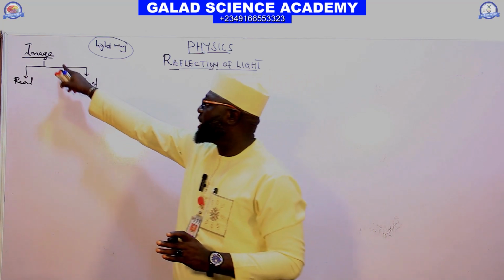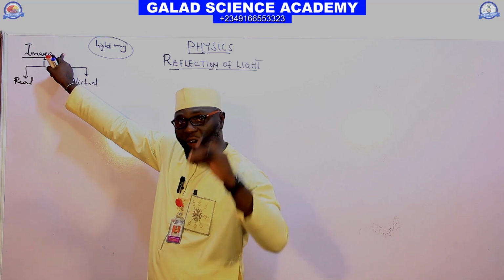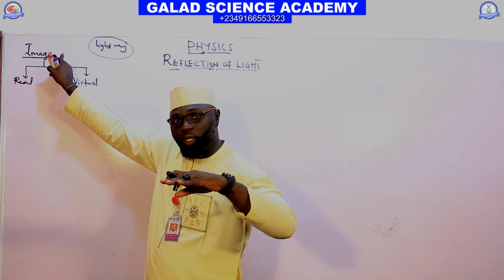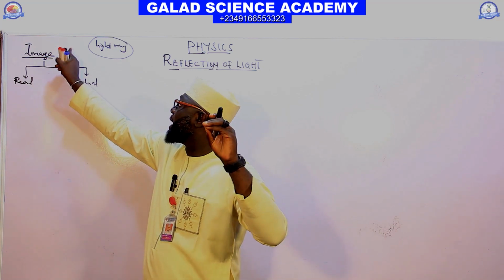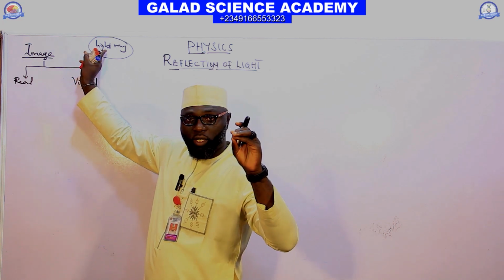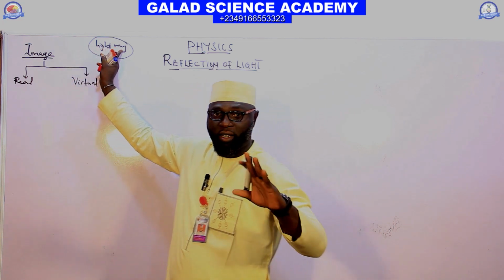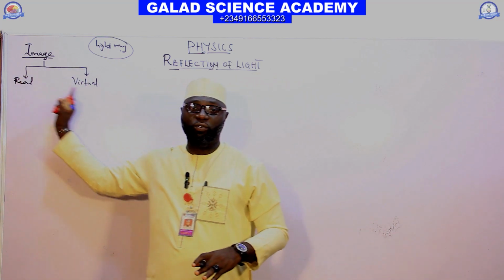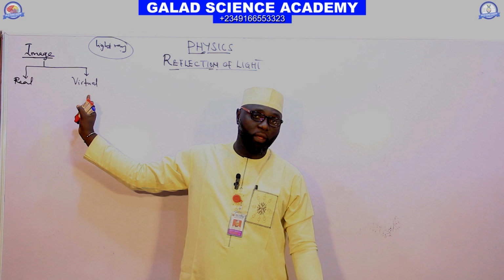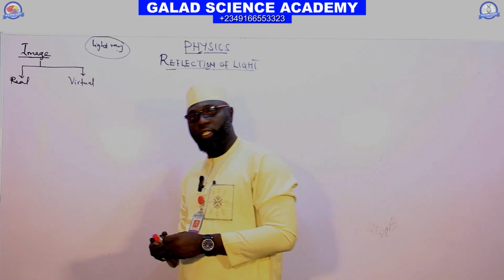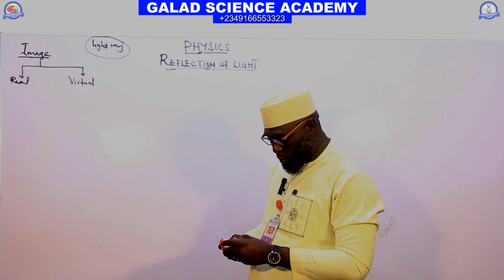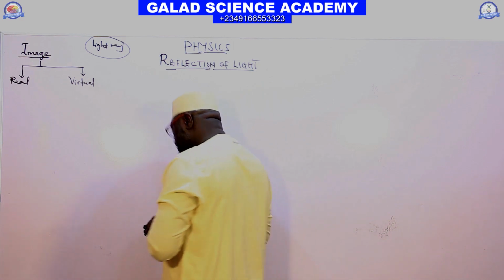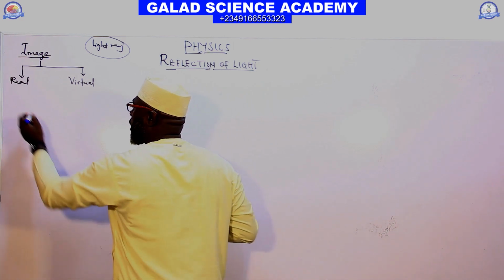So that's all about image. Once again, image can be defined as a copy of an object which is produced by light ray. And we have real image and virtual image. The next one now is image formed by plane mirror.